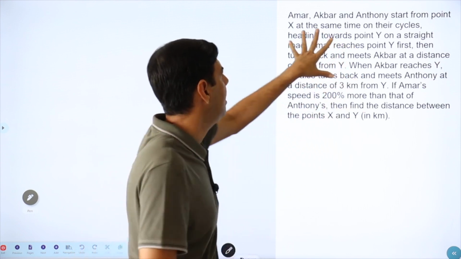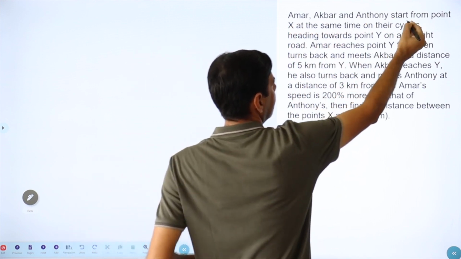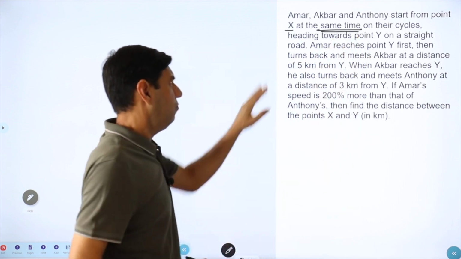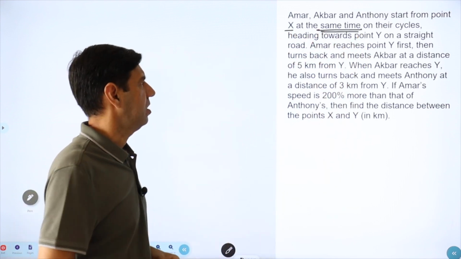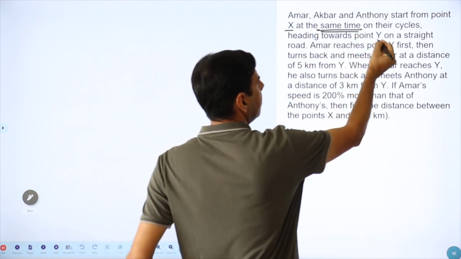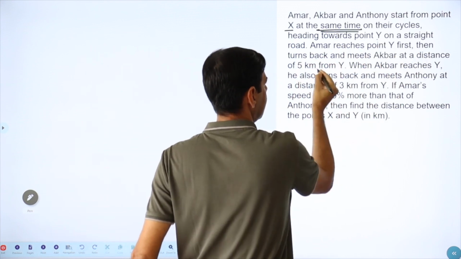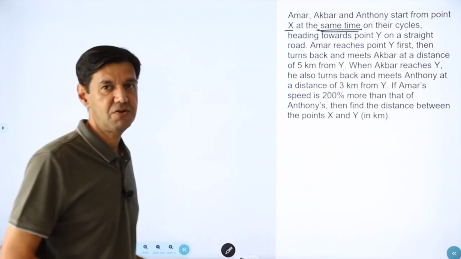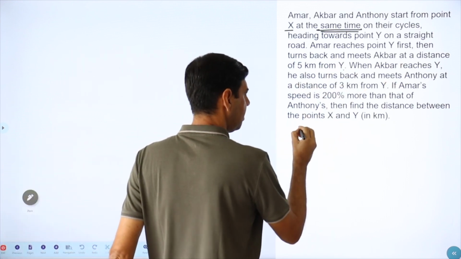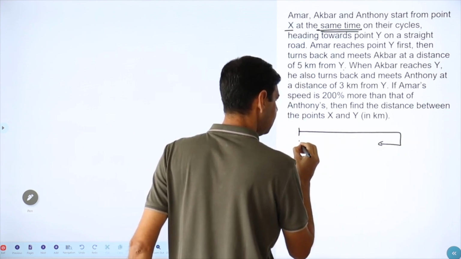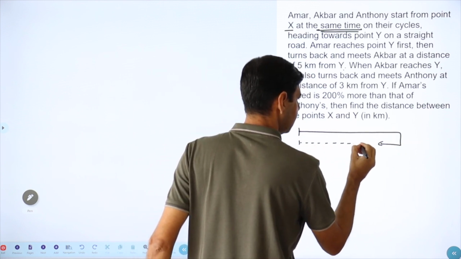Here we have three people, Amar, Akbar, Anthony, starting from X at the same time. Very standard data, but it's always important to note it. And they're heading towards Y on a straight line. Amar reaches Y first, turns back and meets Akbar at a distance of 5 kilometers from Y. So what you should know is, from here, this picture should be in your mind through your practice. This is what one guy does and this is what other guy does.